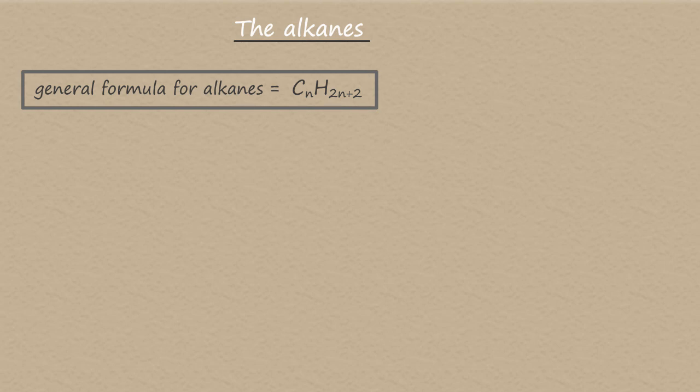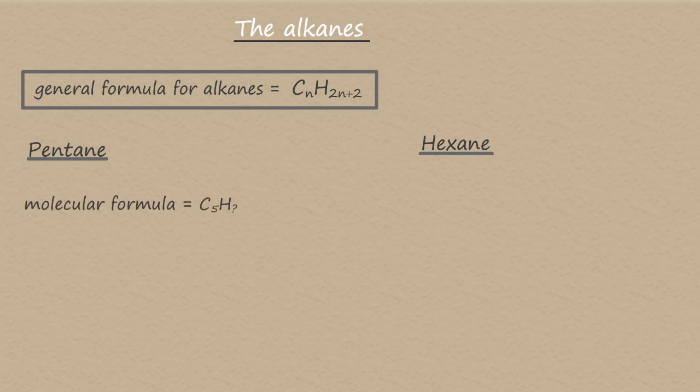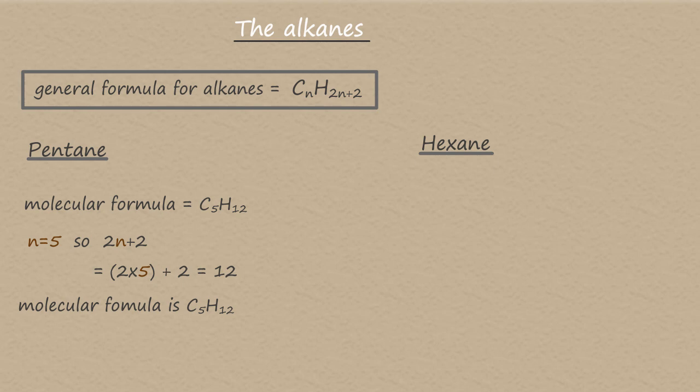For example, the next 2 members of the alkane homologous series are pentane and hexane. So what would the molecular formula for these 2 alkanes be? Well, for pentane, the next member of the series, it will have 5 carbon atoms. So in this case, n equals 5, so 2n+2 equals 12. So the molecular formula for pentane will be C5H12.